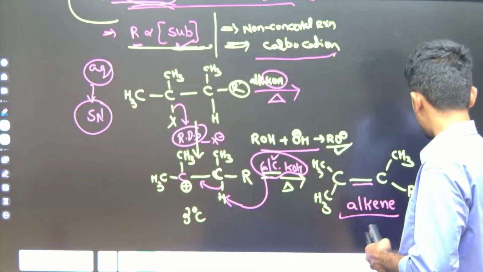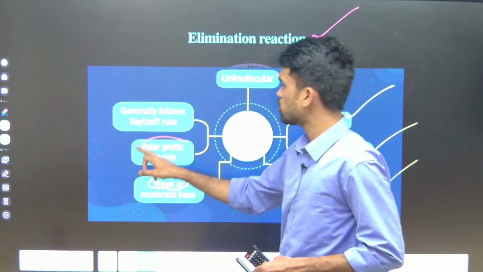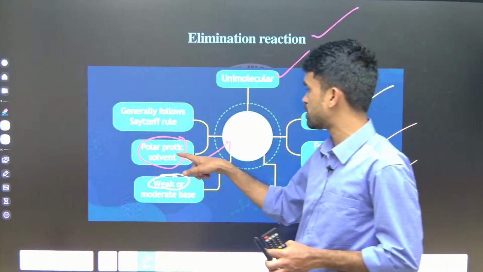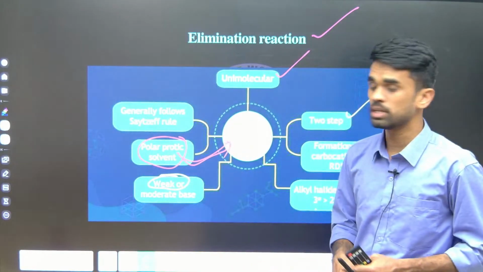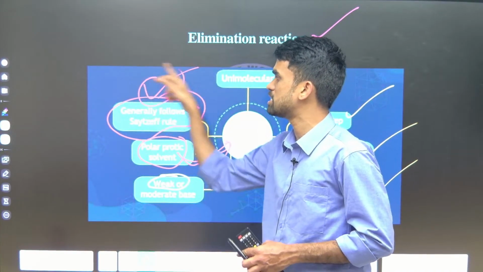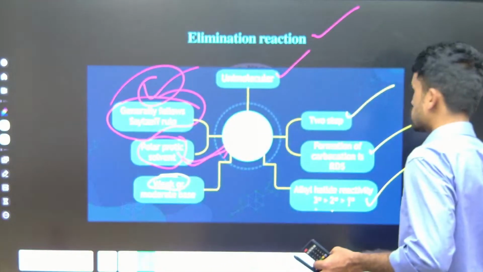No worries about that. The next point is that a polar protic solvent favors E1 elimination. Even the SN1 reaction is also favored by a polar protic solvent. And the product formed will follow the Saytzeff rule. What is this Saytzeff rule? Internal alkenes are more stable. I will tell you about this Saytzeff rule in the upcoming session.